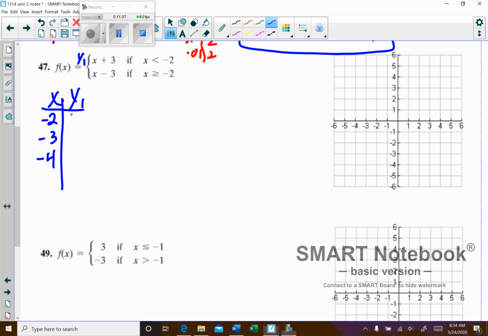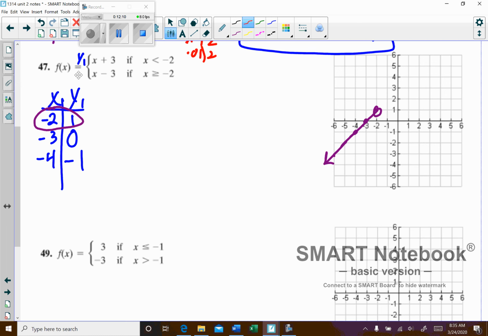Negative 2 plus 3 is 1. Negative 3 plus 3 is 0. Negative 4 plus 3 is negative 1. Now, once again, you might want to make a little note here. That point right there is actually not included, so we're going to use an open circle at negative 2, 1. Okay, and then negative 3, 0, negative 4, negative 1. And you could just continue that pattern out right there. And there we go. There's the first one.